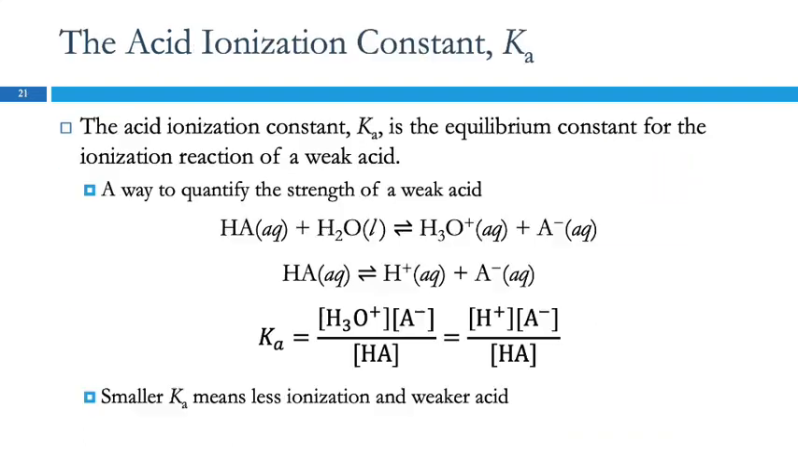So we have an equilibrium constant for the ionization of a weak acid. And this is called the acid ionization constant, and it's K with a subscript A. This is a way of quantifying how strong or how weak an acid is, the strength of an acid. So we're going to look at the acid plus water, which is what happens when you dissolve it in water, and that's going to form hydronium ions and the conjugate base, the anion that's left after the proton is donated.